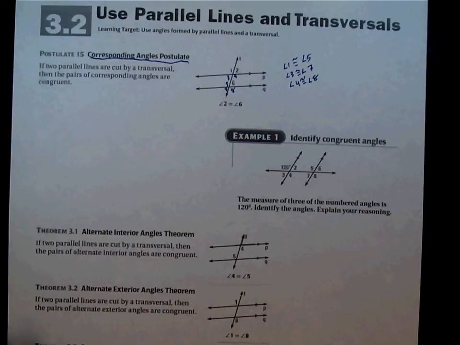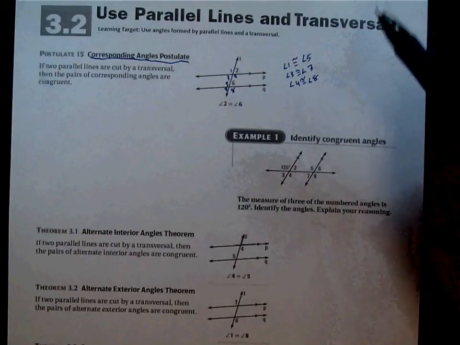Okay, so there in example 1, it kind of uses that idea. It says identify the congruent angles. The measure of 3 of the numbered angles is 120 degrees. We have to identify the angles. We have to tell which other angles are 120 degrees. We should be able to do that. And they want us to give an explanation.